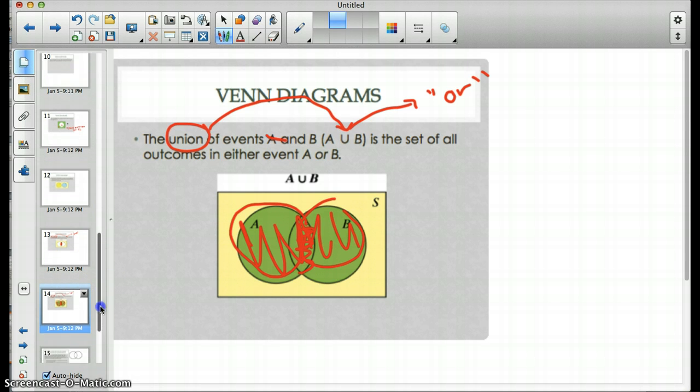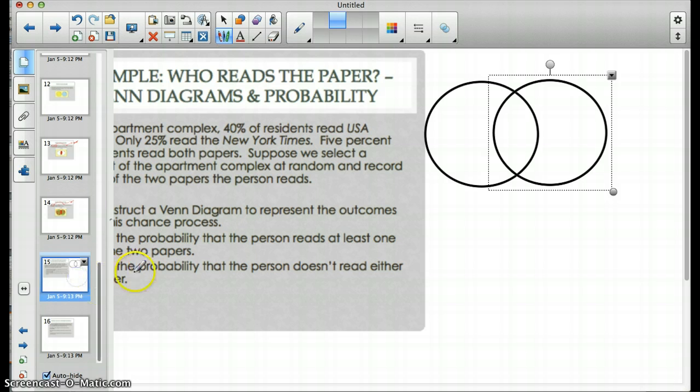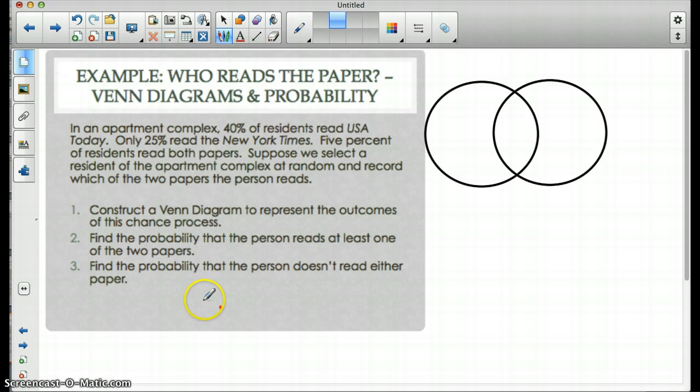Okay, and now for an example. In an apartment complex, 40% of residents read USA Today. Only 25% read the New York Times. 5% of the residents read both papers. Suppose we select a resident of the apartment complex at random and record which of the 2 papers the person reads. Construct a Venn diagram to represent the outcomes of this chance process.